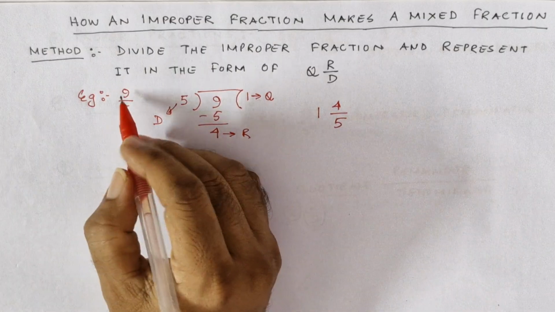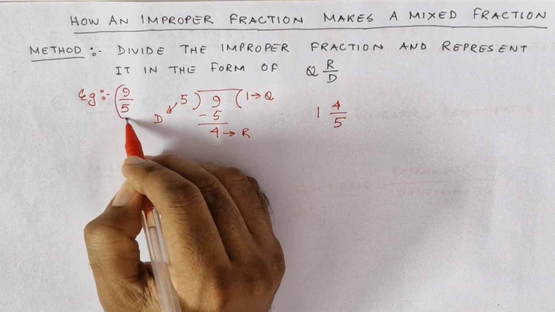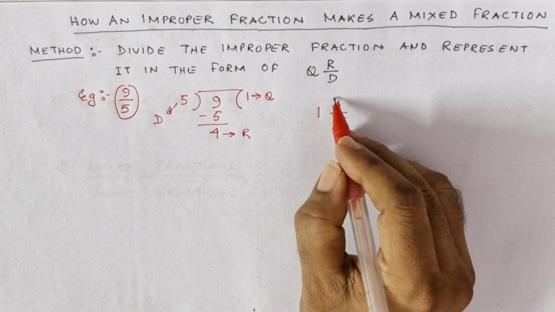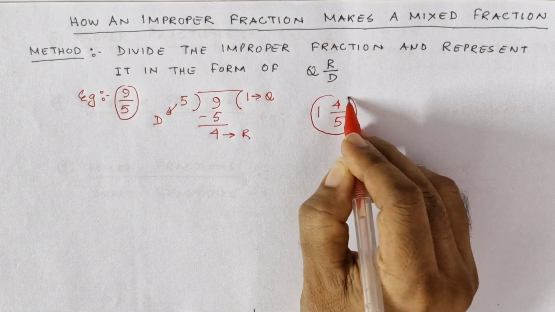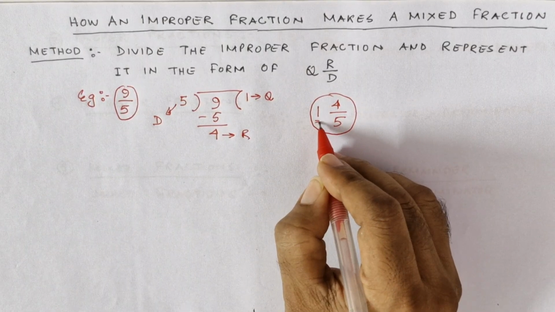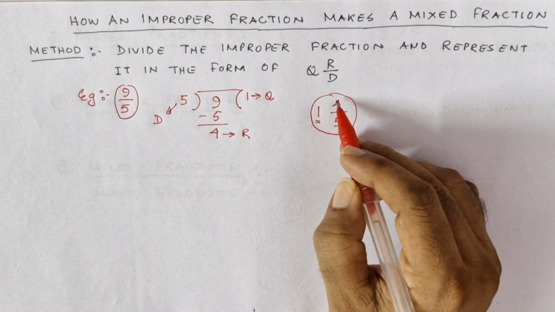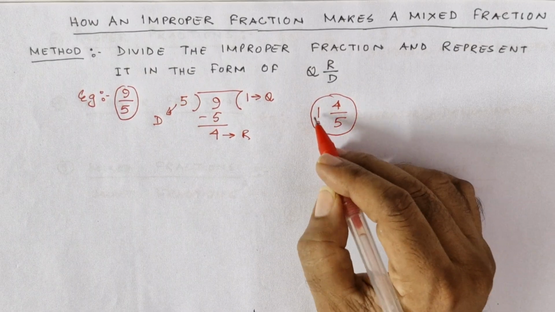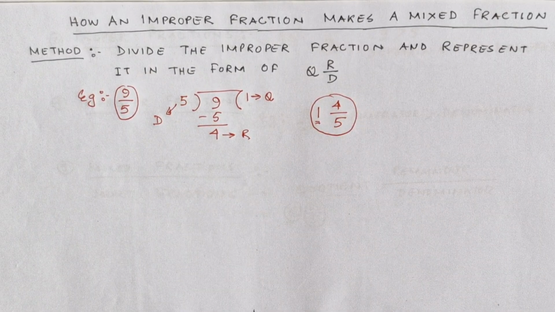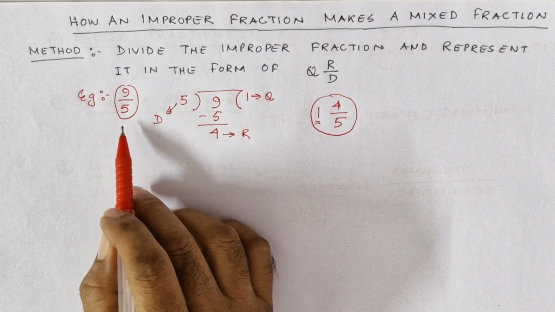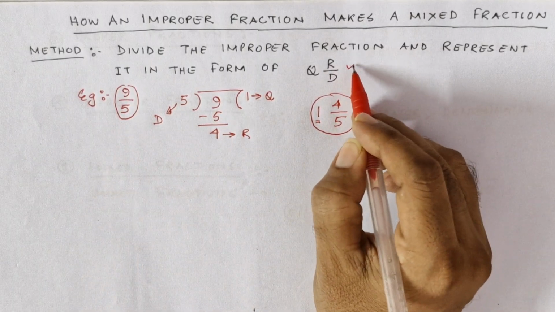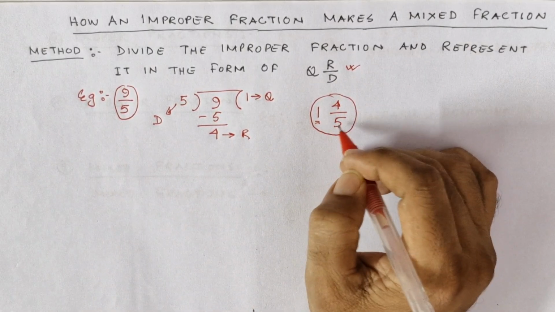So see, the improper fraction is represented by the mixed fraction. This one is the whole, so we'll call it 1 whole 4 by 5. This is the proper fraction 4 by 5 and 1 is the whole. So for each and every improper fraction, I can represent it in this way. Got it? 1 4 by 5.